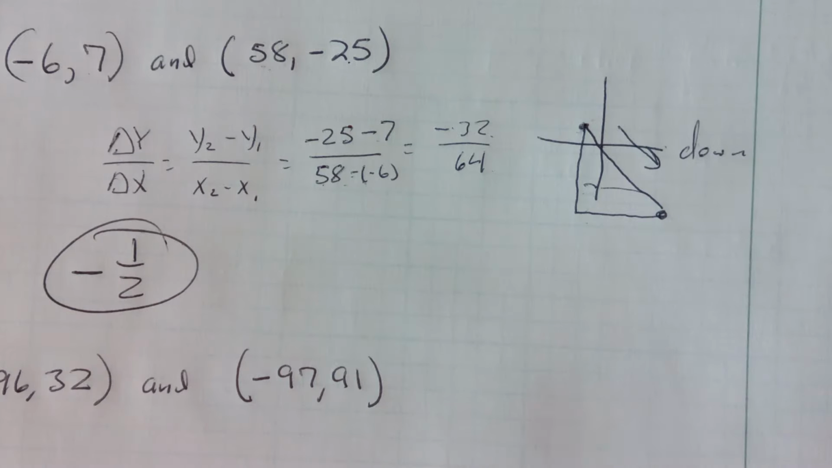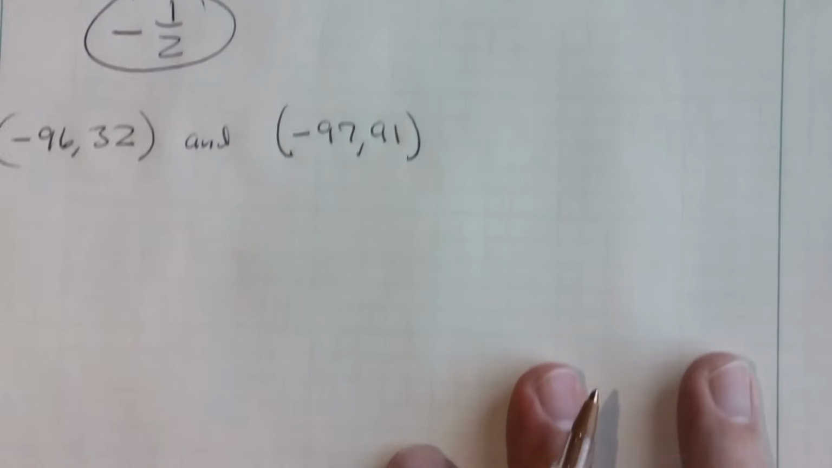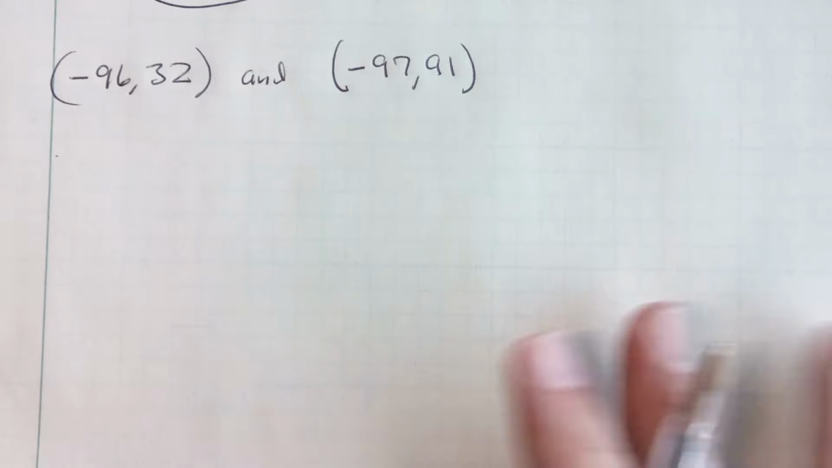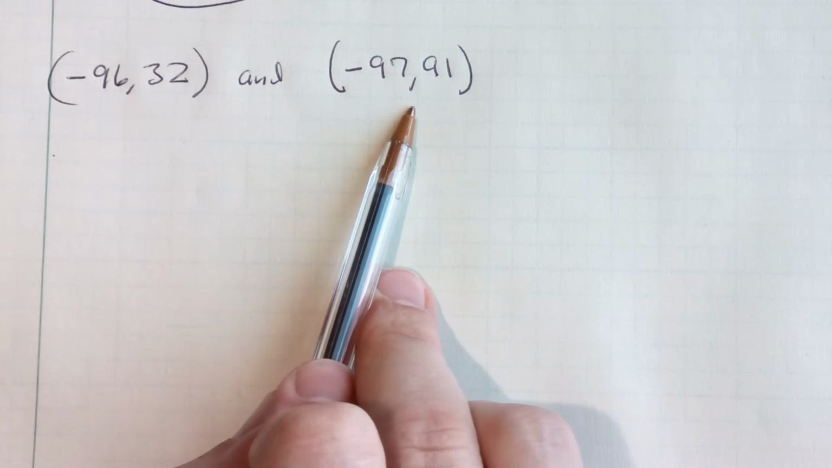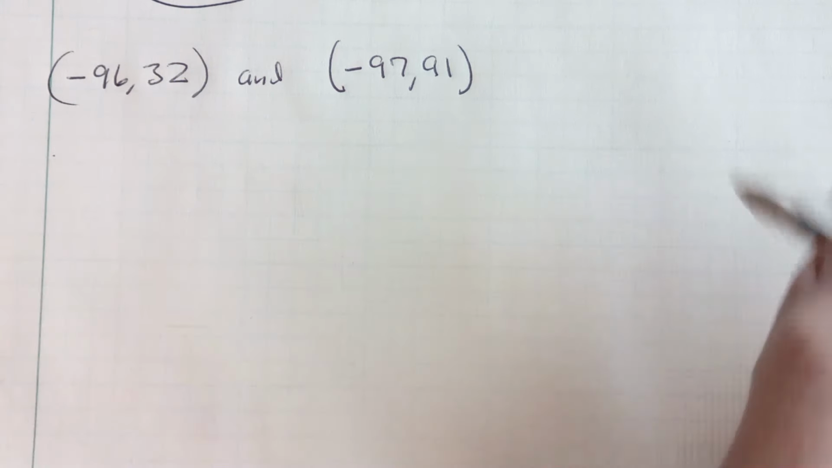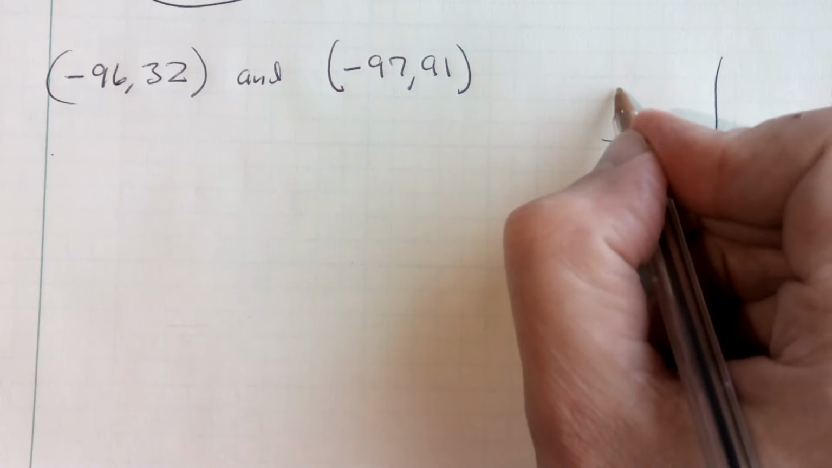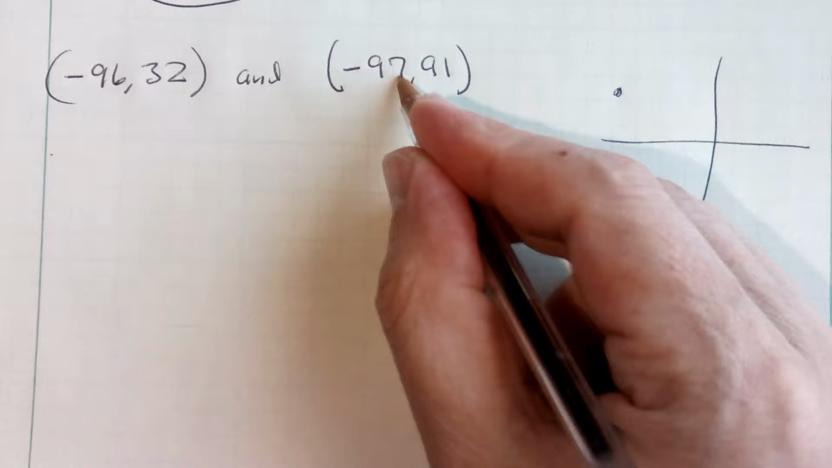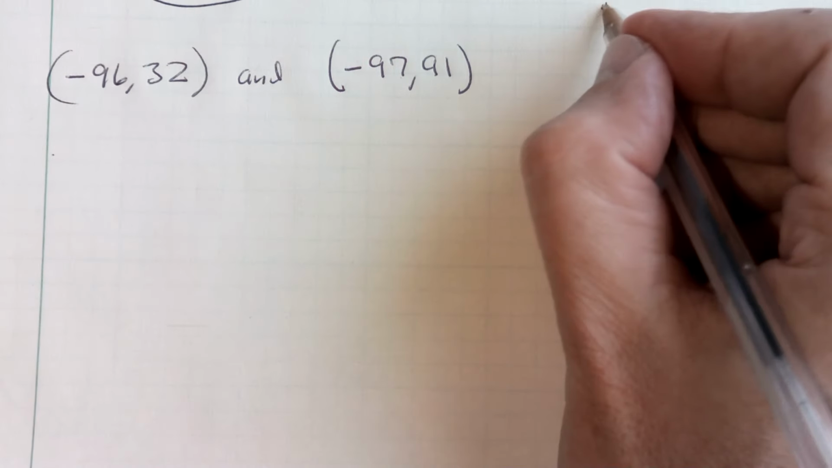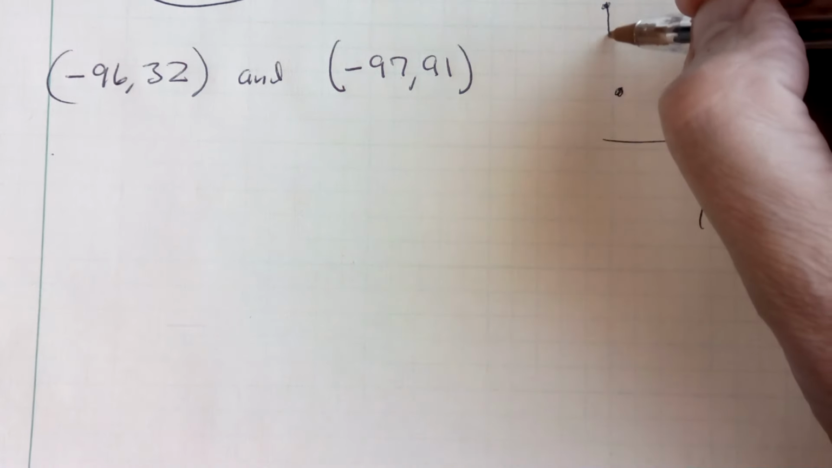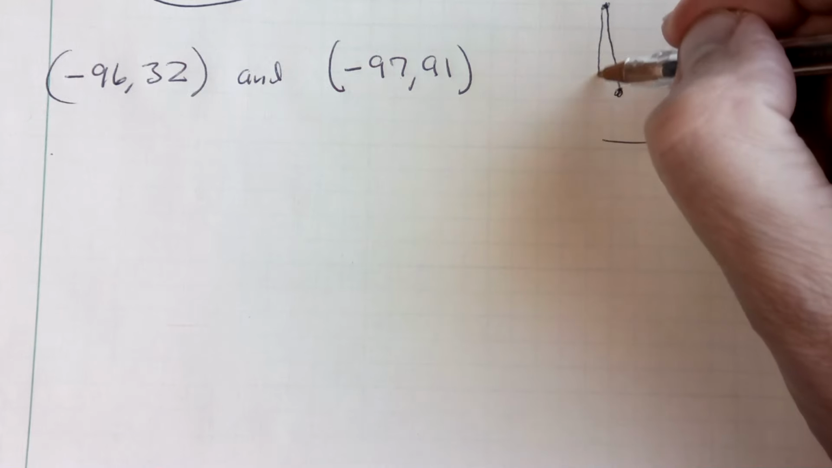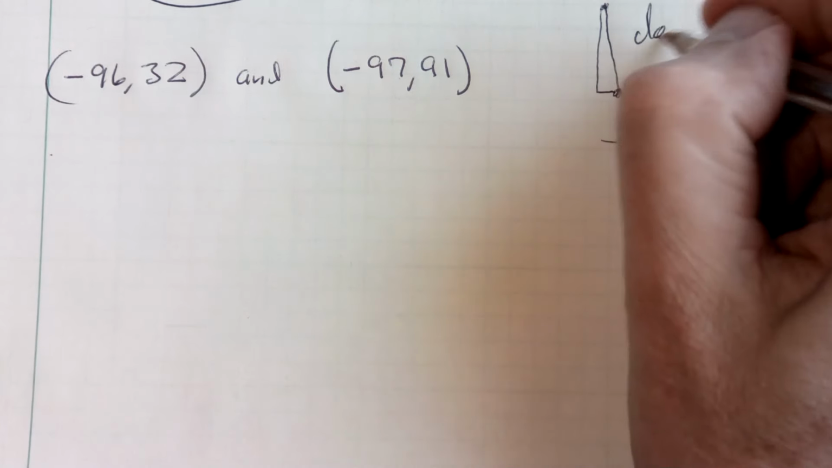Right? So, again, let's do one more. Again, very large numbers, lots of negatives in there. There's still nothing wrong with us going, okay, (-96, 32), (-97, 91). That's going to be a very steep slope, by the way, and it's going to be downhill, so I know it's negative.